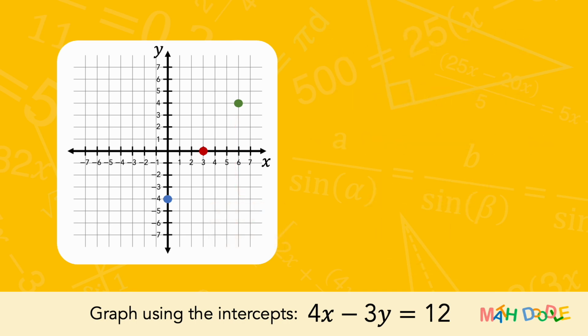Now, we can see that these 3 points line up. So, let's draw a line through these points and put arrows on both ends of the line. And this is the line of 4x minus 3y equals 12.